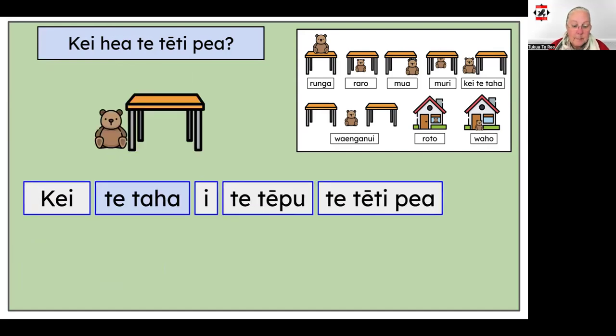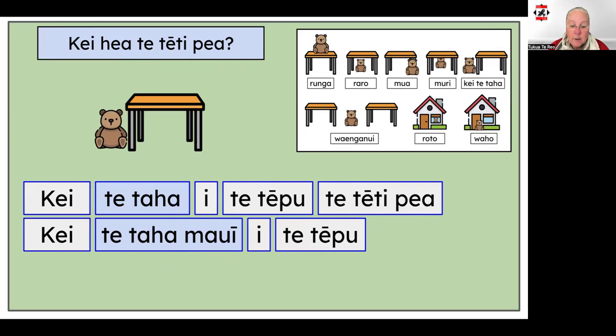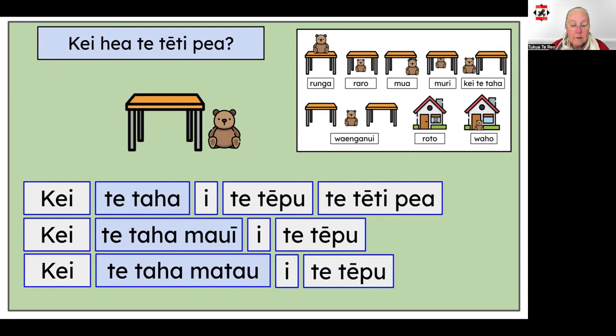When we want to say beside, we would say kei te taha i te tepu te tēti pea. We can also use a more specific location and say kei te taha maui to the left-hand side of the table, or kei te taha matau to the right-hand side of the table.